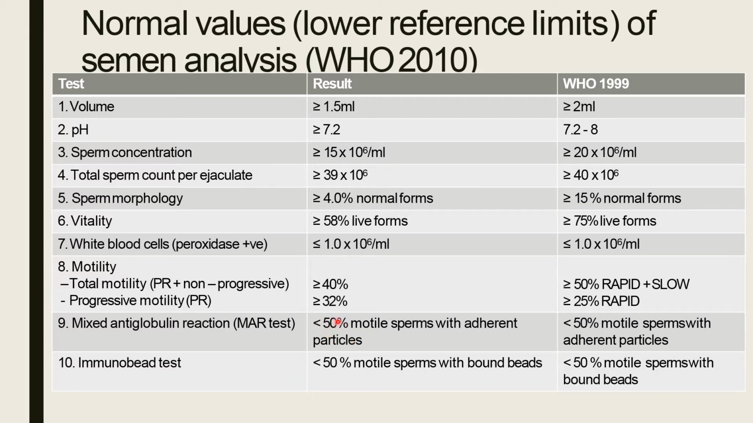And in the mixed antiglobulin reaction MAR test, less than 50% of sperm should bind with the particles, and in the immunobead test less than 50% of sperm should bind with beads. Those are the normal criteria.